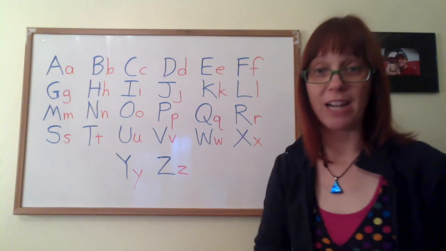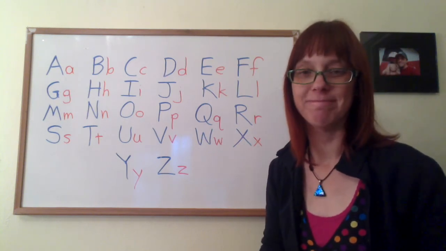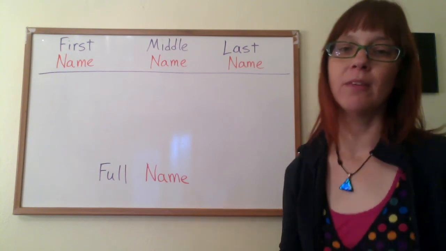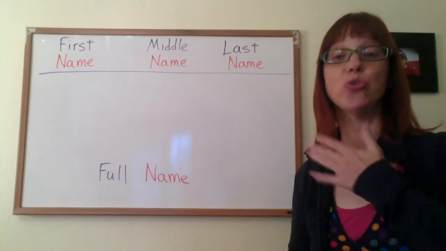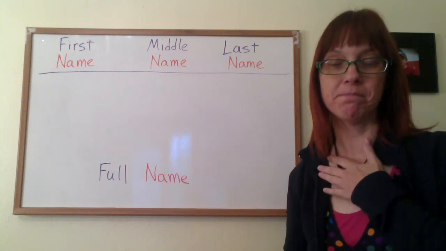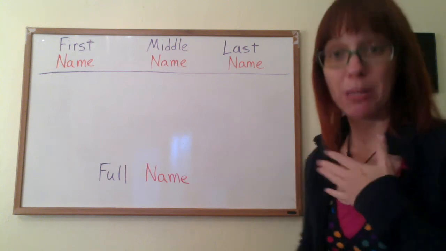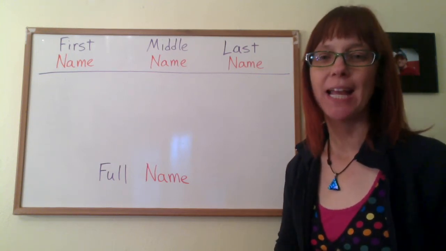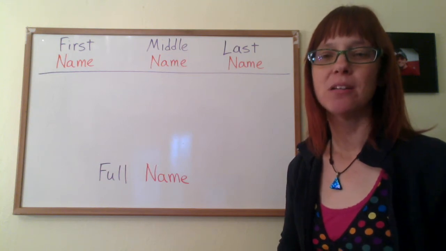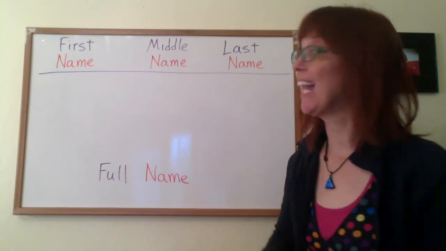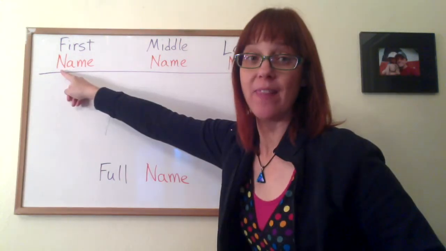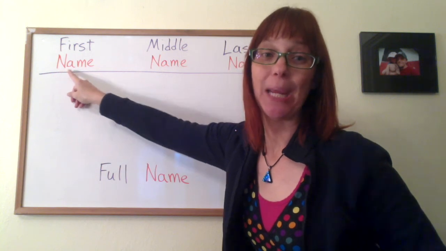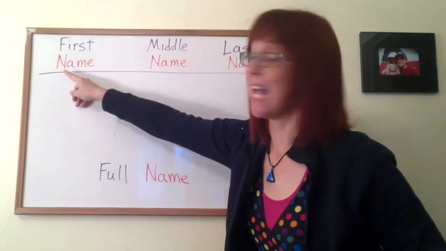So now we're going to practice names. What's your name? My name is Joy. Name, name, name starts with this sound. Na, na, na. Name. And that's N. N is na, na. Name. So this is name.